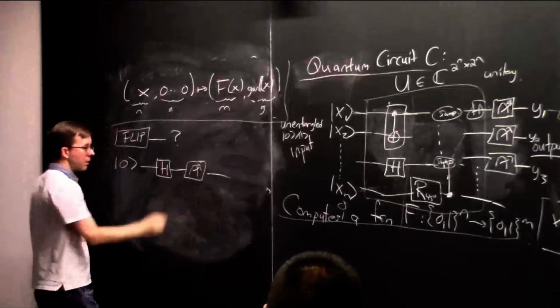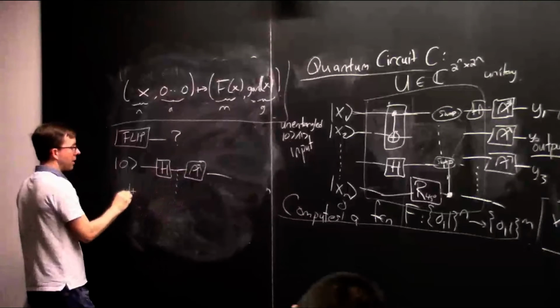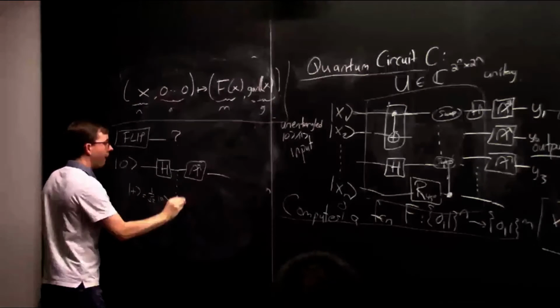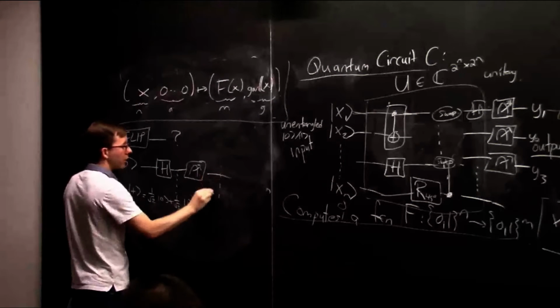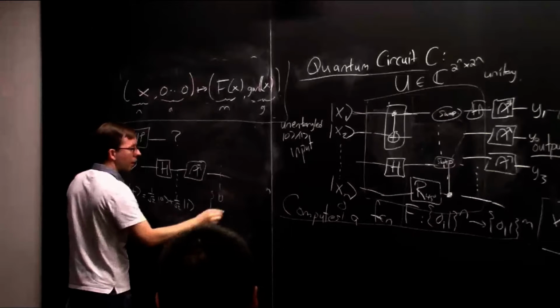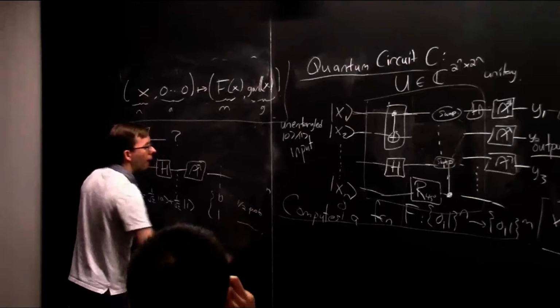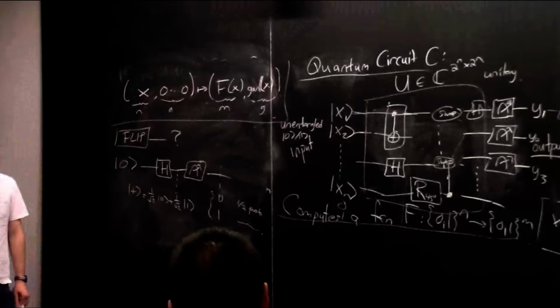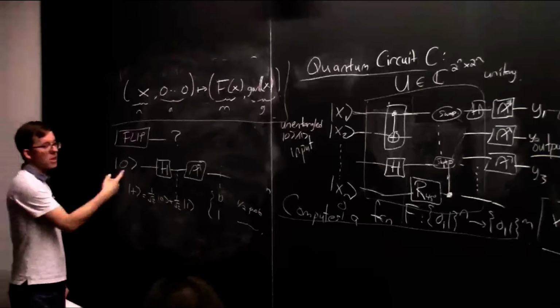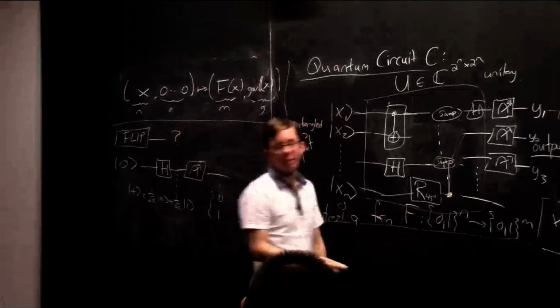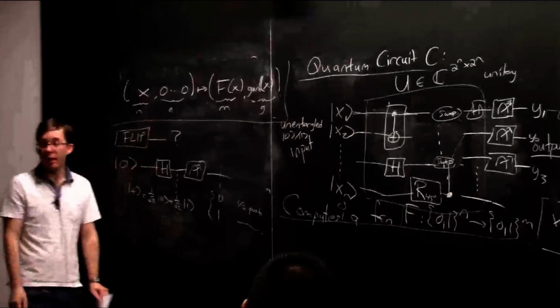And that's it. Right? Because at this state, it's plus, which is 1 over root 2, 0, plus 1 over root 2, 1. Okay, and then when you measure it, it's like 50-50, 0 or 1, classically. And then if you want to move this measurement gate to the very end using this principle of deferred measurement that's on your homework, you can do that too.